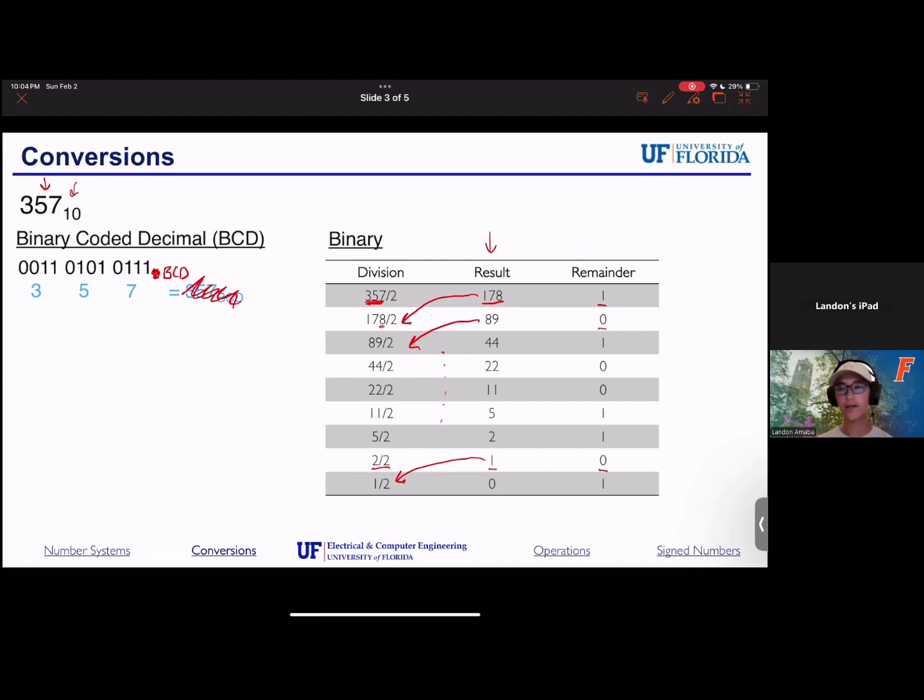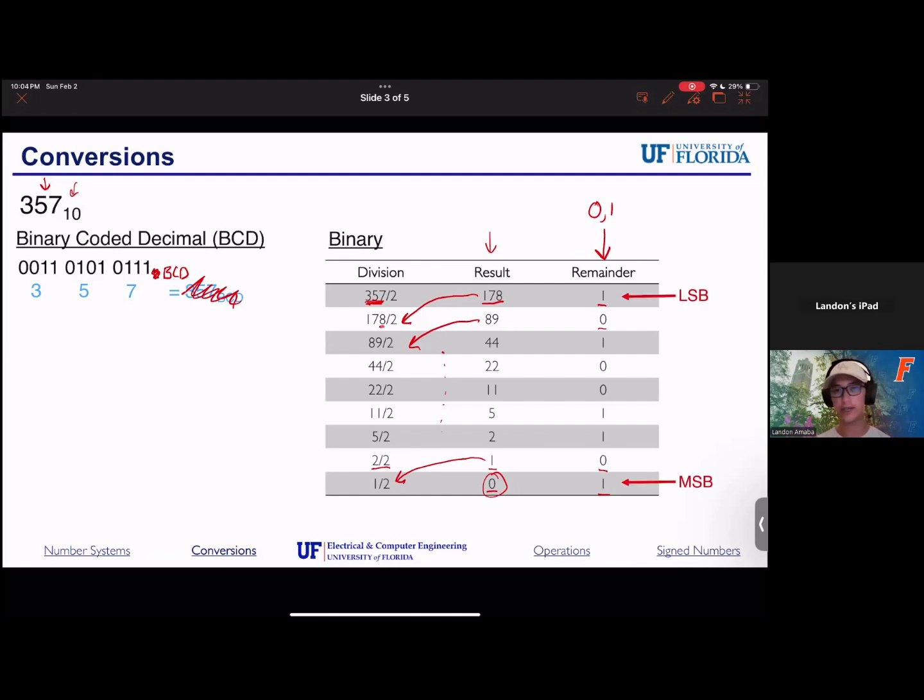And now we have 1 divided by 2, which you can't express as an integer. So it's essentially 0 with a remainder of 1. And once you have this result as 0, you know you can stop. And now if you look in this remainder column, you can see we only have zeros and ones, which makes a lot of sense if we want to convert to binary.